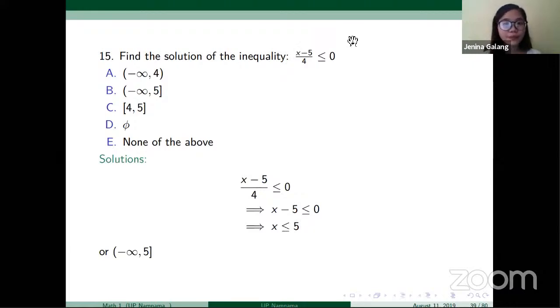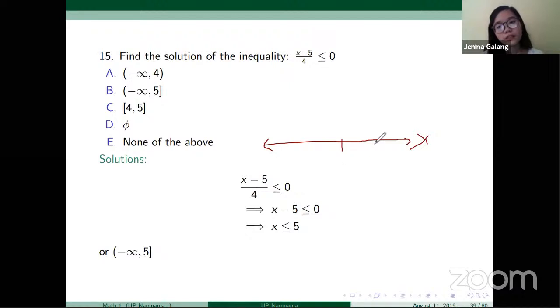So sa number line, suppose this is x and 0, and this is 5. So yung x natin is less than or equal to 5. So inclusive yung 5 to negative infinity. So the answer is letter B.